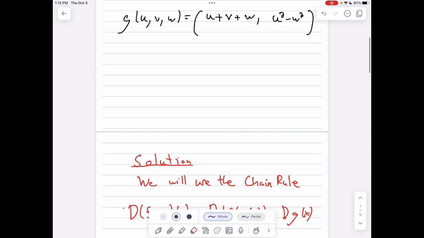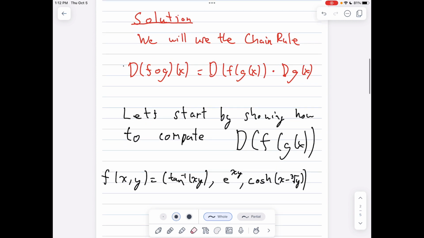All right, so how do we go about doing this? We're going to use the chain rule. And the chain rule for vector valued functions, and actually scalar valued functions as well, says the derivative of a composition is equal to the derivative of the outside times the derivative of the inside. Now, when we mean D, it is a derivative, but importantly here, it's a matrix as well. The first thing we're going to start with is computing D of f of g of x, like the derivative of the outside.